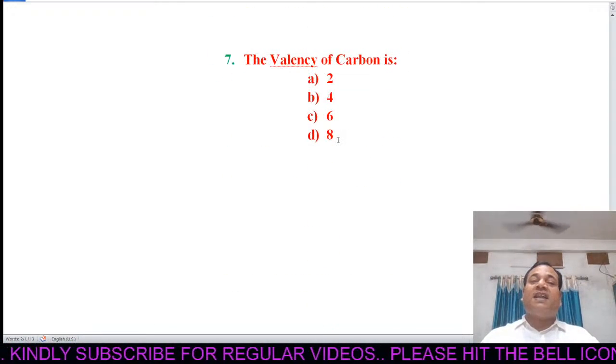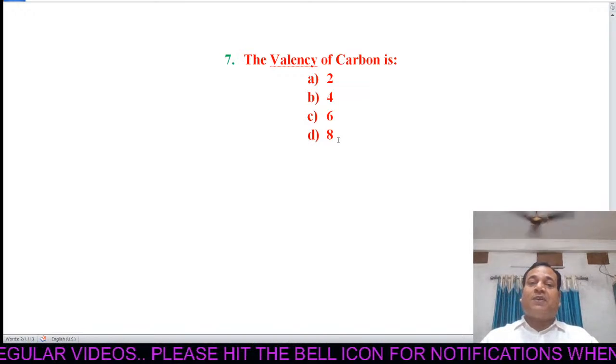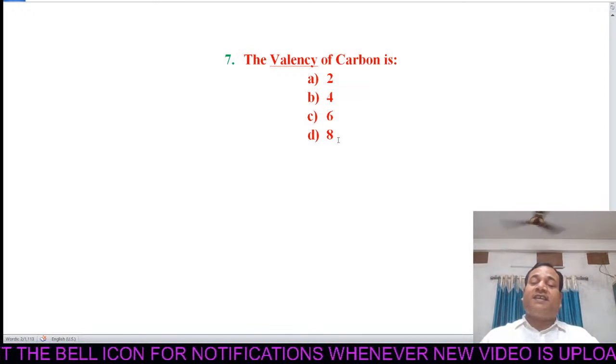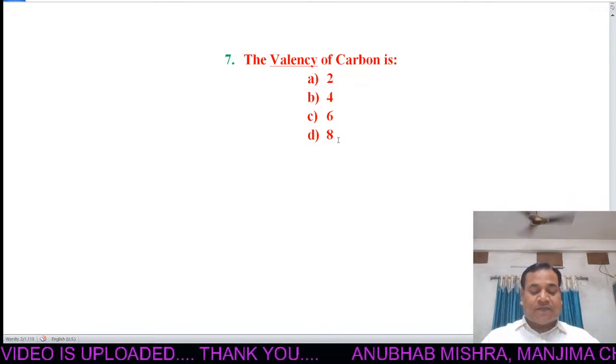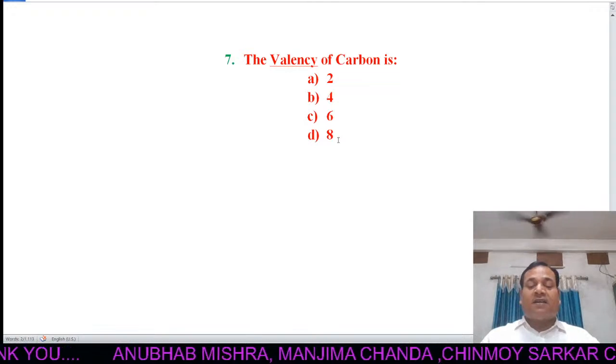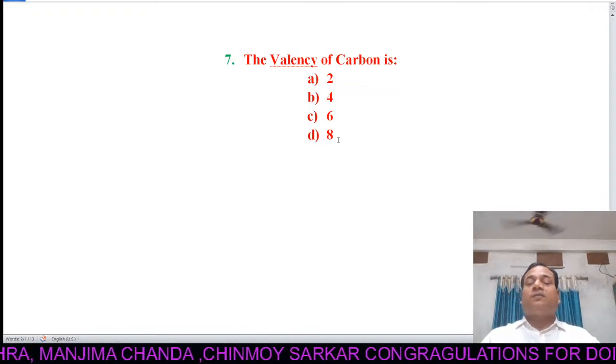Question number 7. The valency of carbon is A 2, B 4, C 6, D 8. The valency of carbon is what? The valency of carbon. One more question to go.